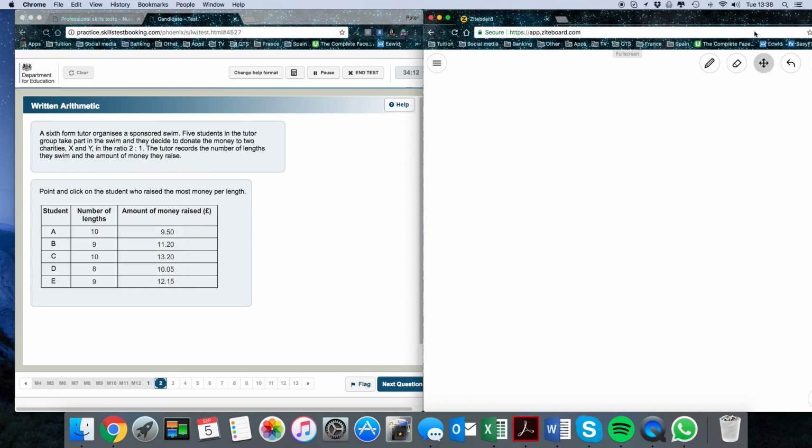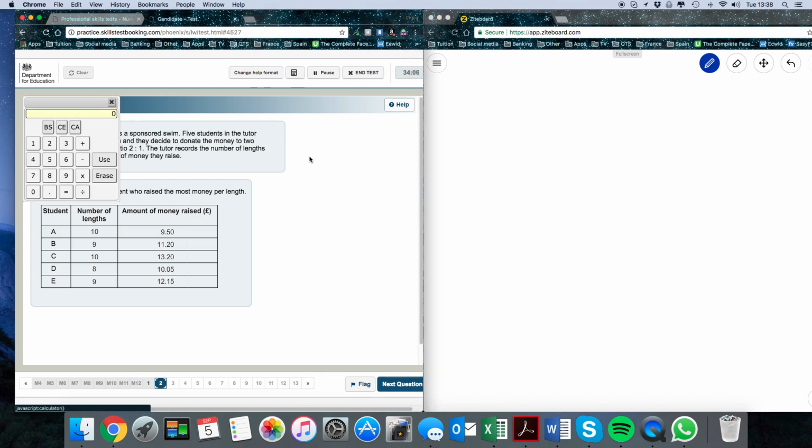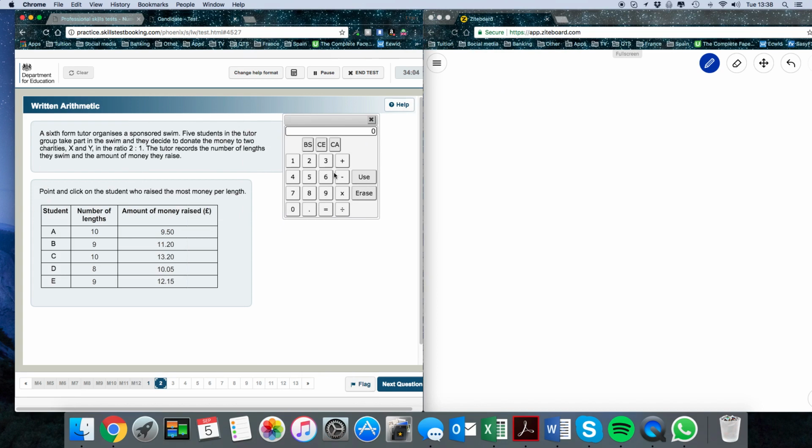Okay, let me just clear my screen. Right, the most money per length. These questions are super easy. You just need to take the total amount of money. So student A raised £9.50, but is it swimming? Yeah, they swum 10 lengths, so easy. You do a division by 10.